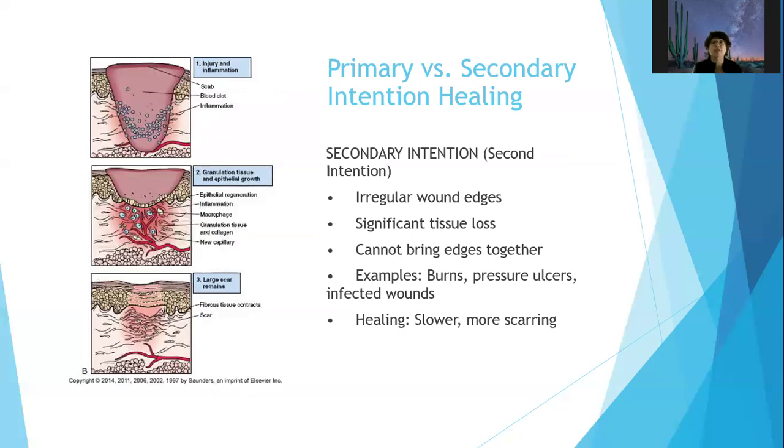With secondary intention, or second intention as they'll sometimes call it, there are irregular wound edges and significant tissue loss. So this is where you wiped out on your bike and have major road rash, with gravel embedded in it. You've lost a lot of tissue and the edges aren't together. It might be infected or have foreign material in there. Like burns, pressure ulcers, and infected wounds, they heal slower and there's more scarring. You have a broader scar.